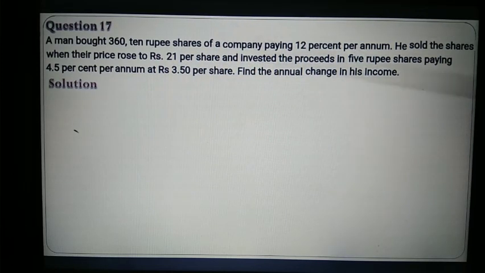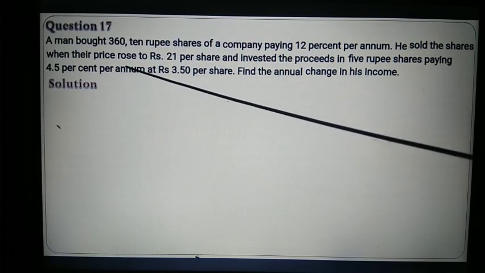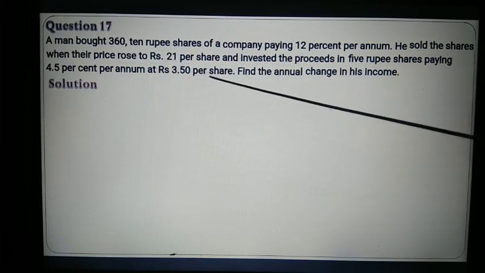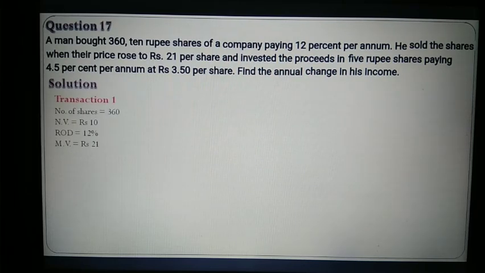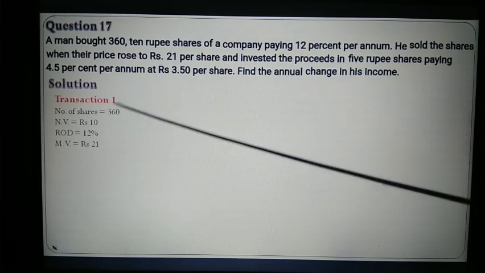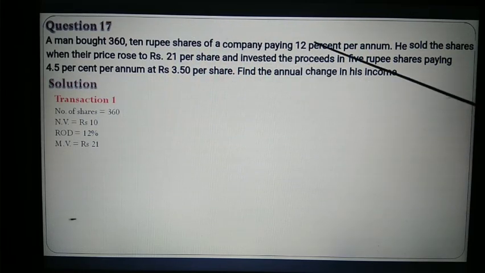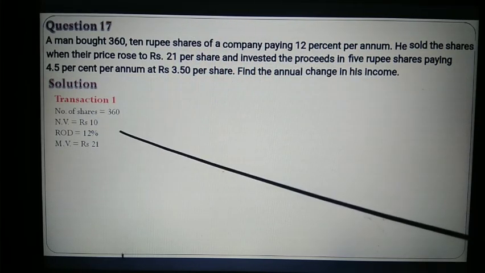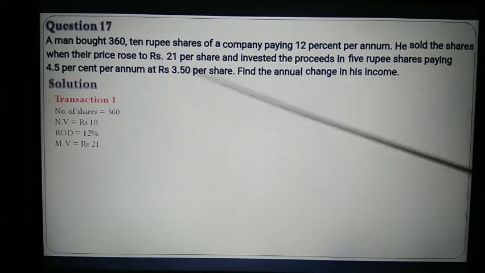Okay, so after selling, he invested the proceeds, so the amount which he gained after selling all the shares, he invested the proceeds in 5 rupees shares, paying 4.5% per annum at rupees 3.5 per share. So basically there are two transactions happening. So the first transaction details are given here: number of shares, nominal value rupees 10, rate of dividend, ROD means rate of dividend, to be 12%, and my market value is rupees 21.